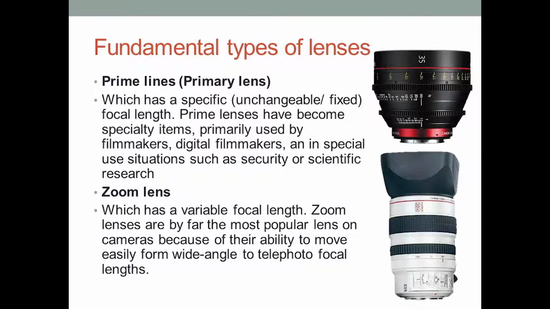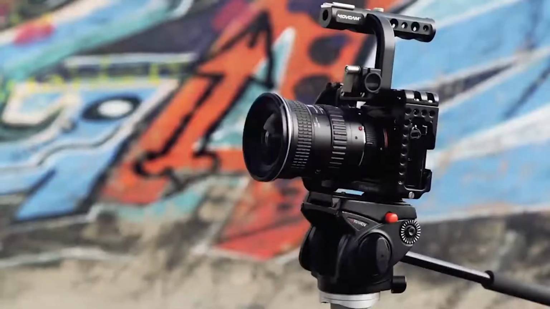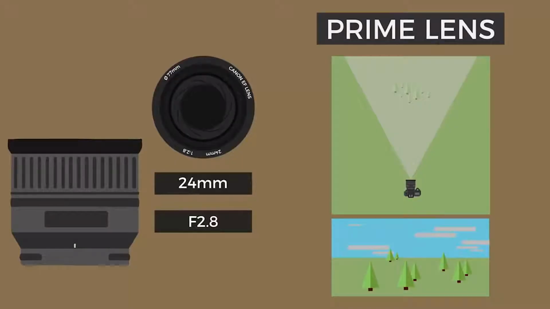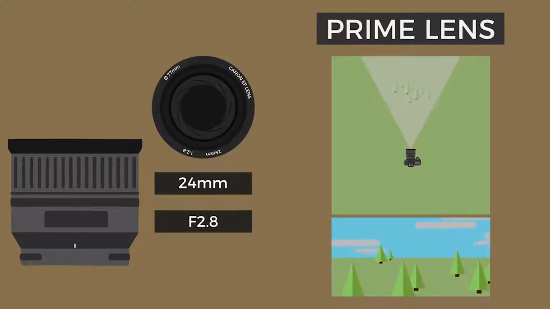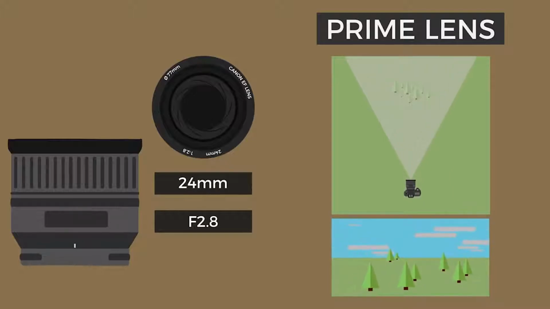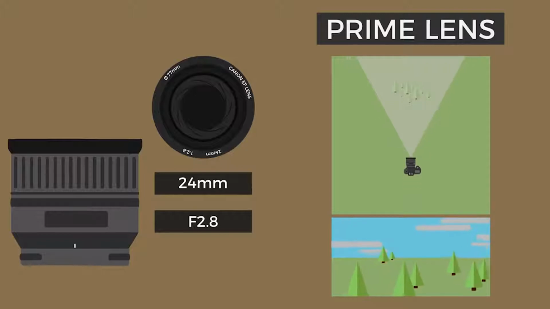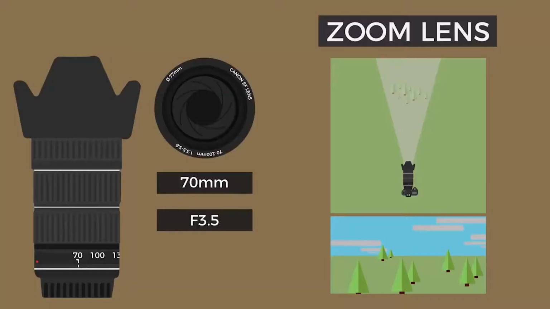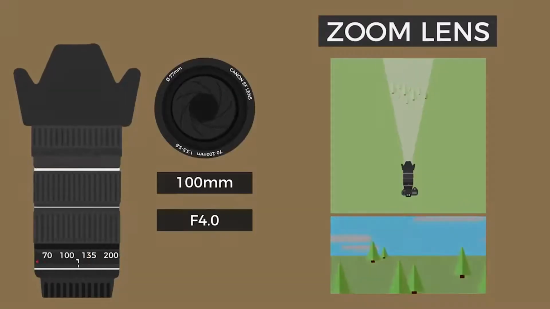What are the fundamental types of lenses? There's the prime lens and the zoom lens. A prime lens, or primary lens, has a specific, unchangeable or fixed focal length. Prime lenses have become specialty items, primarily used by filmmakers, digital filmmakers, and in special use situations such as security or scientific research. A zoom lens has a variable focal length.